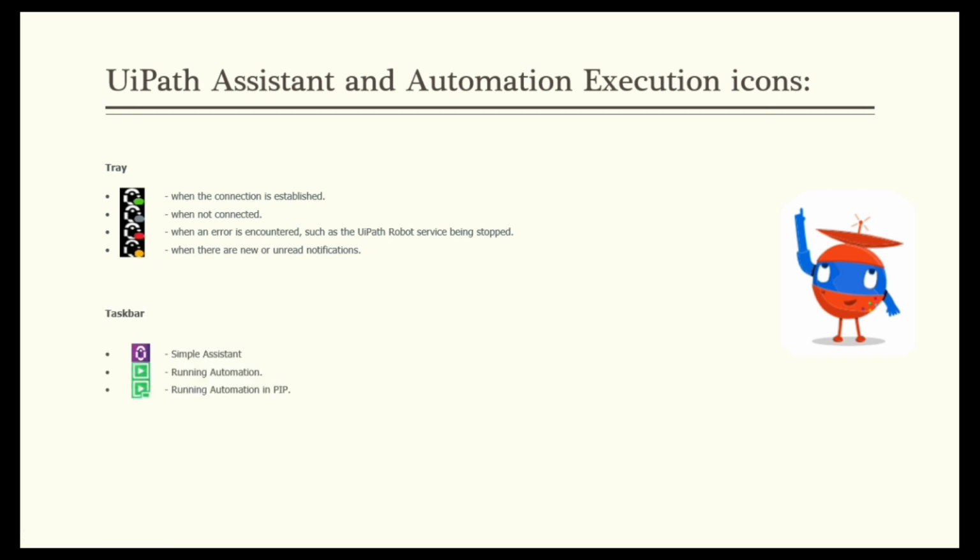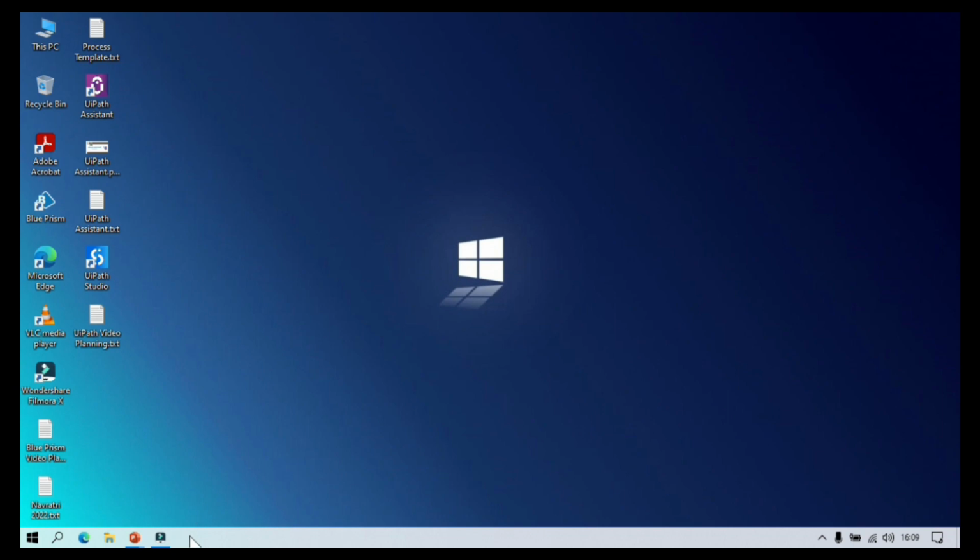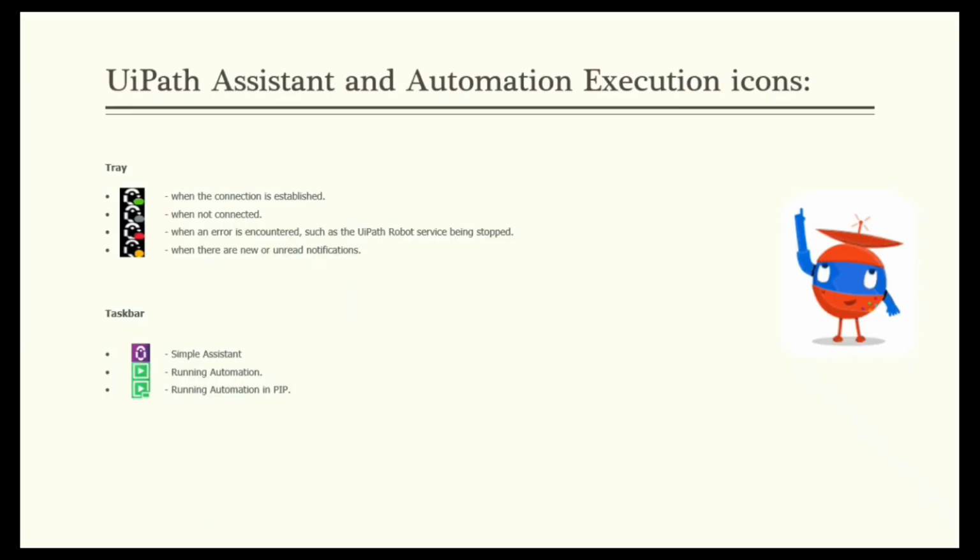Now we have some different logos for UiPath Assistant in the taskbar. You can see this is the taskbar, where you can see PowerPoint, Microsoft Edge, and this folder. First, whenever we open UiPath Assistant, we get this purple color, which shows that this is a simple assistant.